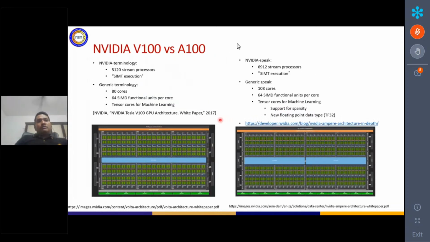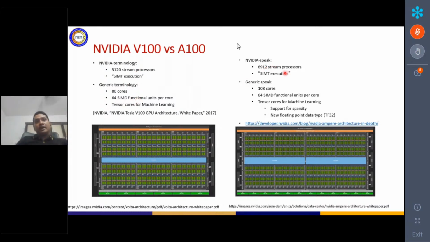So in 2017, NVIDIA released V100, that is the Volta series of NVIDIA GPU, and the Ampere series of GPU was released in the year 2020. In NVIDIA's terminology, this V100 comprises around 5,000 stream processors. So basically 80 cores with 64 SIMD functional units. Okay?